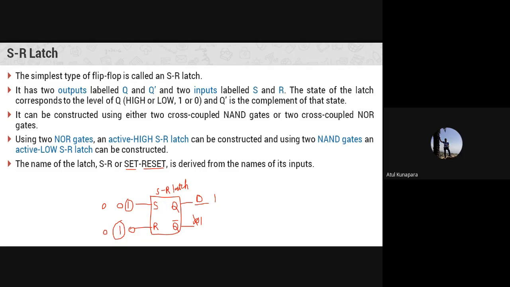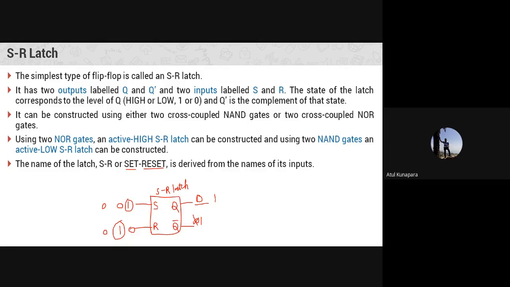The simplest type of flip-flop or latch is called the SR latch. It is called the set reset latch. It has two outputs labeled Q and Q dash or Q and Q bar, and two inputs labeled S and R. The state of the latch corresponds to the level of Q. If your Q is logic high, we call this latch in the set condition. If Q is equal to 0, or low, we call the latch in the reset condition.